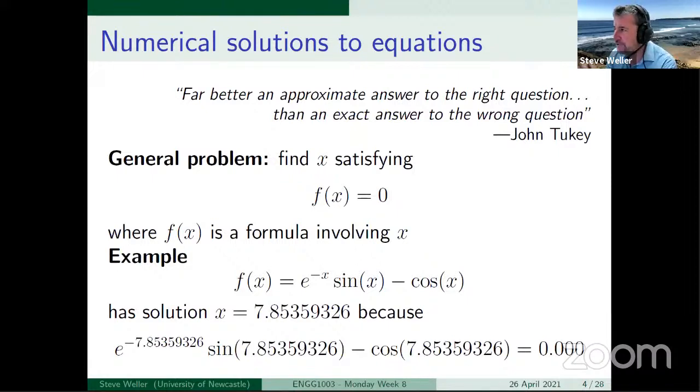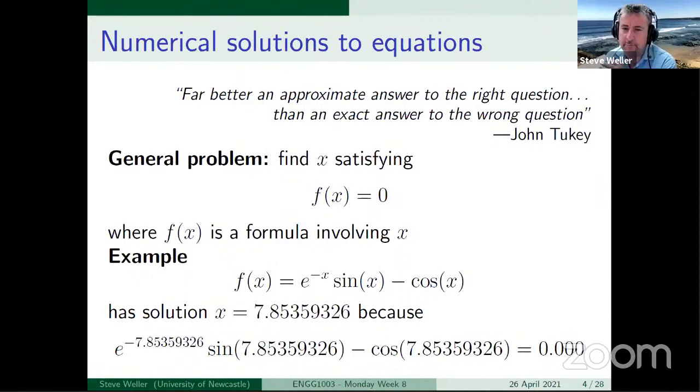So this is where we draw a distinction between mathematics for its own sake and mathematics for solving engineering problems. And there's a lovely quote here by a statistician by the name of John Tukey that says it's much better to get an approximate answer to the right question than an exact answer to the wrong question. And that's absolutely a theme of mine and of engineering in general.